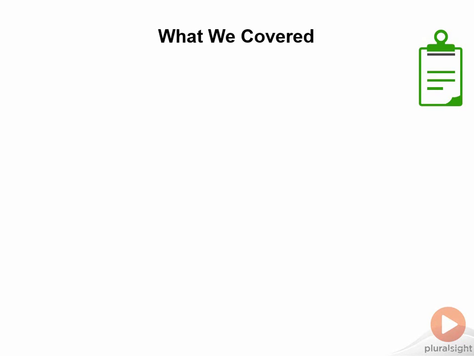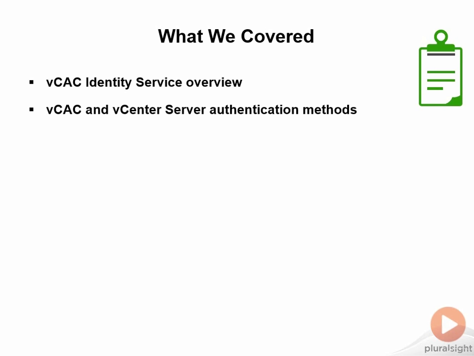So to wrap up, what did we cover? First, we talked about the Identity Service overview. We looked at what it does and also why you use it within a vCloud Automation Center deployment. Next, we talked about how VCAC, the Identity Service, and also vCenter Server interact through authentication methods.